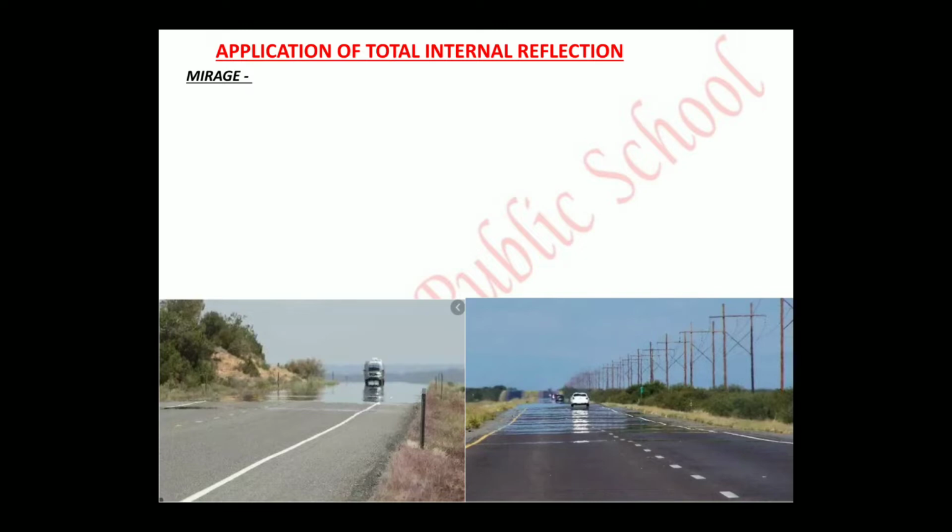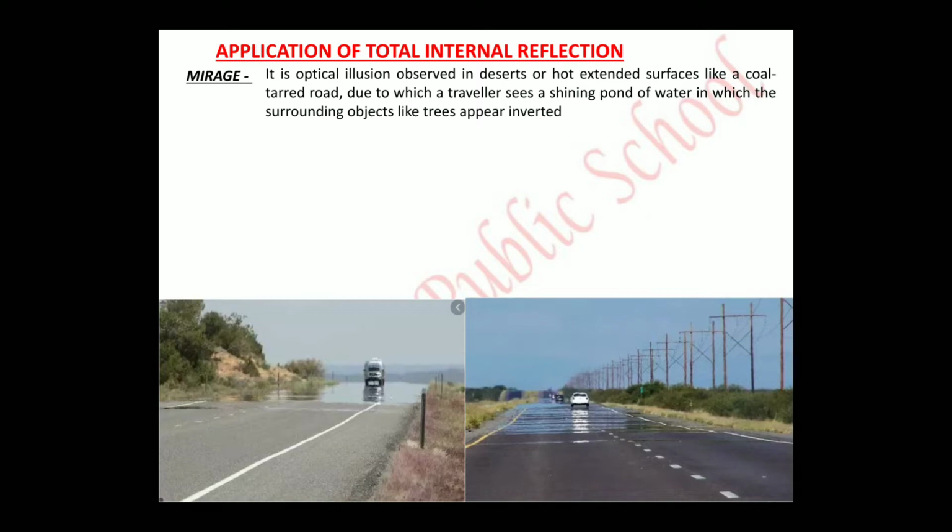Mirage is actually an optical illusion observed in deserts or hot extended surfaces like a coal-tarred road, due to which a traveler sees a shining pond of water in which surrounding objects like trees appear inverted. As you see the images of trees, poles, and other things in the water, but there is no water. That's why it is called an illusion.